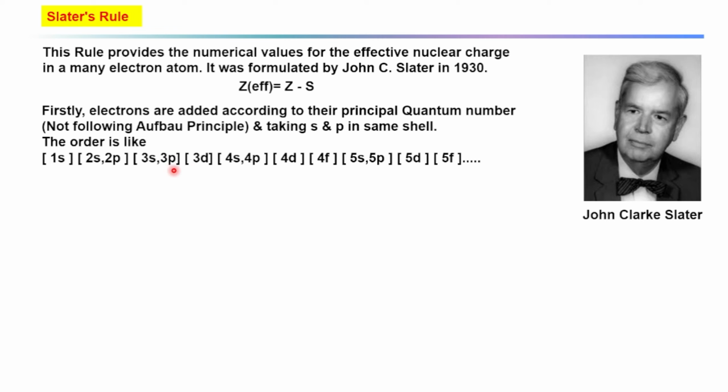So after 3s and 3p, you will put 3d. Then again you will put 4s and 4p together, then 4d, then 4f. So d and f are separate. Only s and p you can put together. d, f, g, these you will put separately. Then you will again put 5s and 5p, then 5d and then 5f.